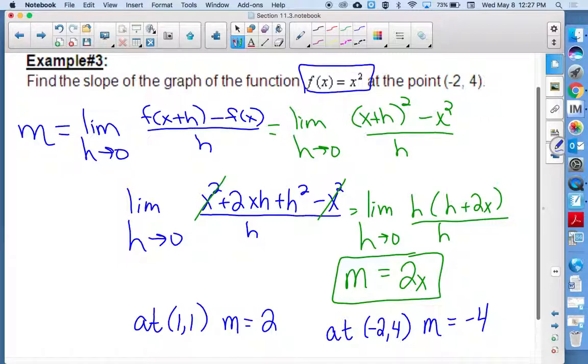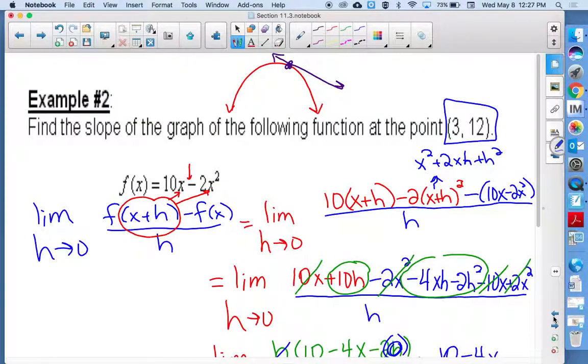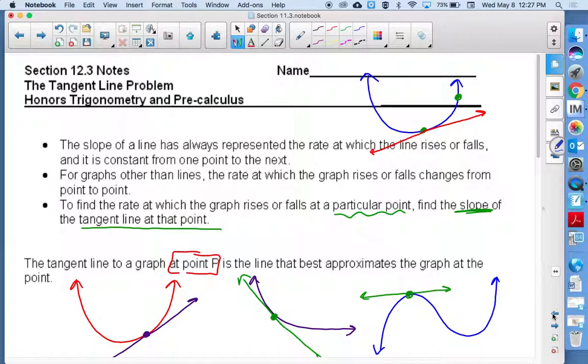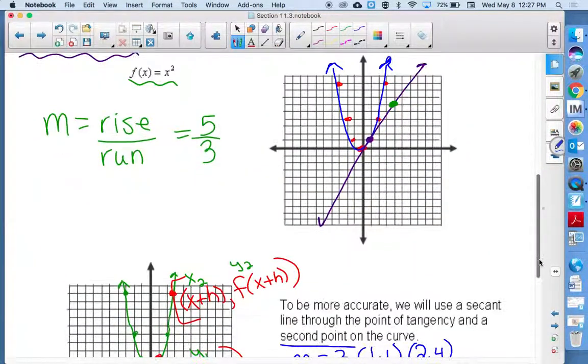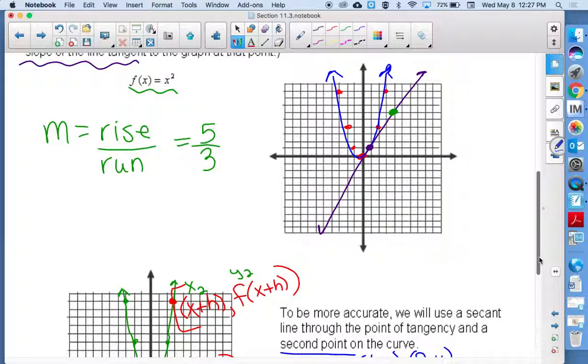So for the first problem, I'll go back to mine. The first problem we started with was making our own tangent line, kind of estimating where you thought the tangent line should be. I calculated my slope to be 5/3. Aaron, what did you get your slope to be? I was wrong. You were wrong. But the actual slope is 2 at this specific point right here. So if anybody calculated the slope of 2, good job at drawing your perfectly straight line.